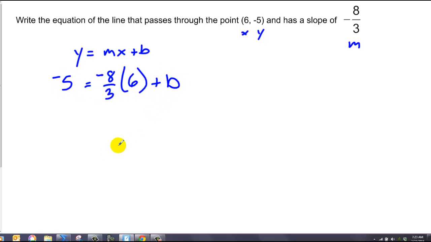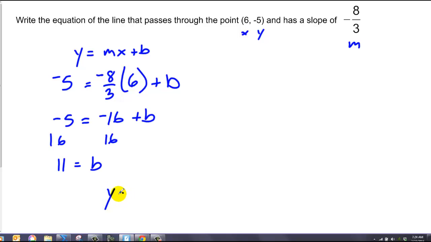We're going to need to once again find our b. Negative 8/3 times 6, the 6 and the 3 reduce. So I have 2 and 8, which is negative 16, plus b equals negative 5. Add 16 to both sides. End up with 11. It's equal to b. So our solution, y equals negative 8/3 x plus 11.